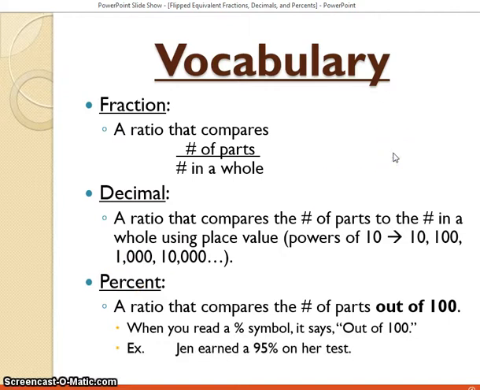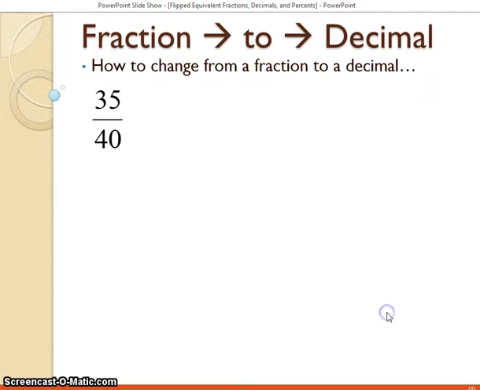So if Jen earned a 95% on her test, we could say that that was 95 over 100. We could say that that was 0.95, since the 5 would be in the hundredths column. Or we could say that that's 95 out of 100.